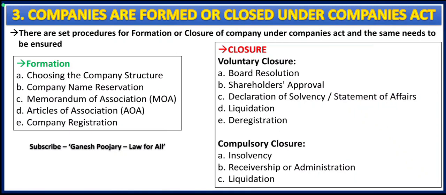For example, if it is a voluntary closure, steps like taking board's resolution, shareholders' approval, statement of affairs, liquidating the assets, deregistration of company, etc. are to be taken care of. And if it is a compulsory closure, steps like insolvency, receivership or administration, and liquidation of assets, etc. are to be completed as per the requirement of the Companies Act. In a nutshell, to be a company under the Companies Act, companies should be formed under Companies Act, and while closing such company legally, the requirements under the Companies Act are to be taken care of.